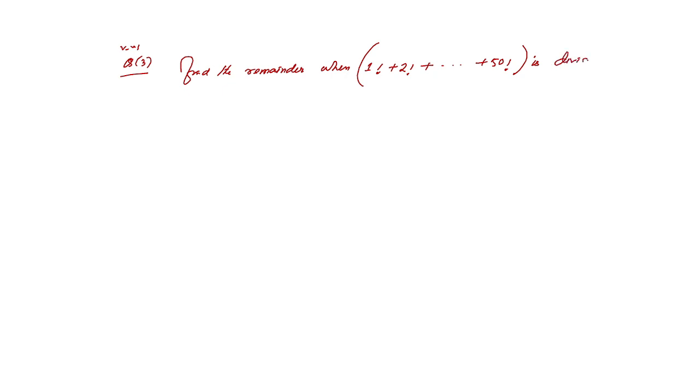There is another interesting problem. Number 3, very important. Find the remainder. Find the remainder when 1 factorial plus 2 factorial plus up to 150 factorial is divided by 15.